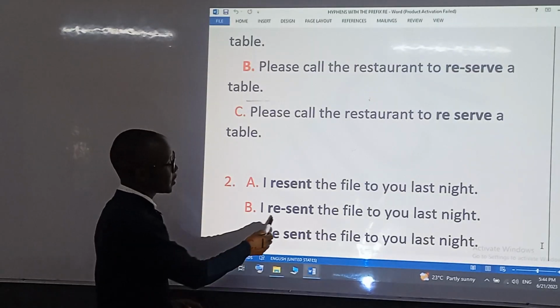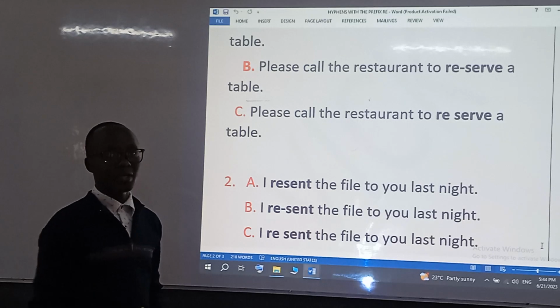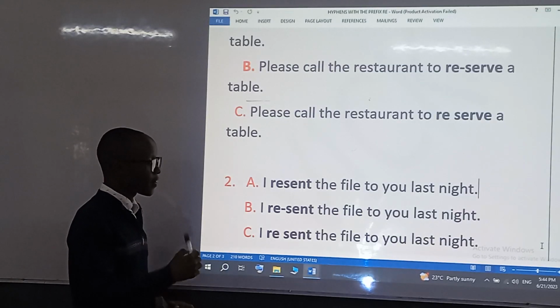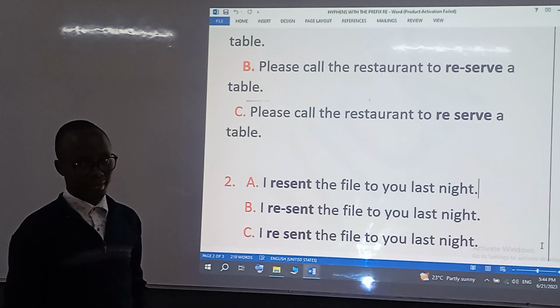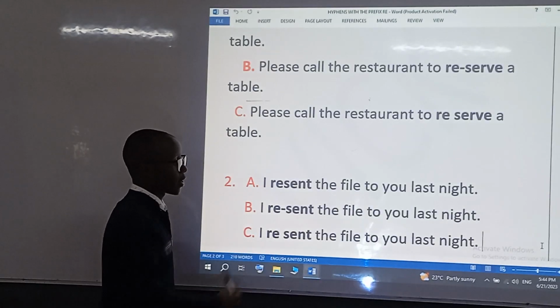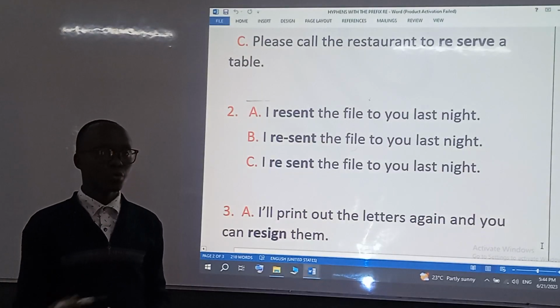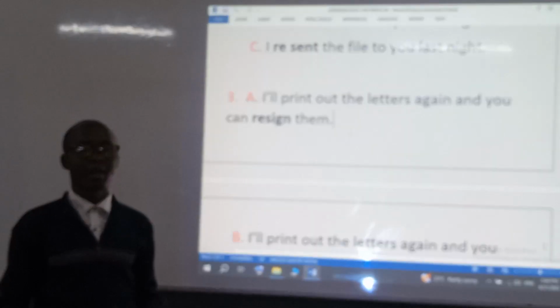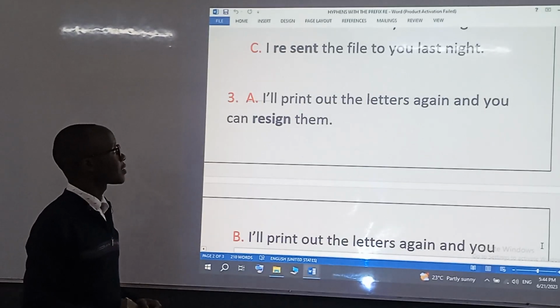Question 2, part B says, I re-sent the file to you last night. Now, this one has a hyphen. According to you, is it right or not? Then part C of question 2 says, I re sent the file to you last night. In this case, it is two words. So from your understanding of what we have explained about the use of the prefix re and how it's supposed to be hyphenated, what is your thought on the same?